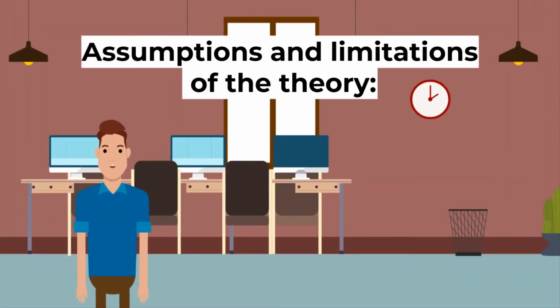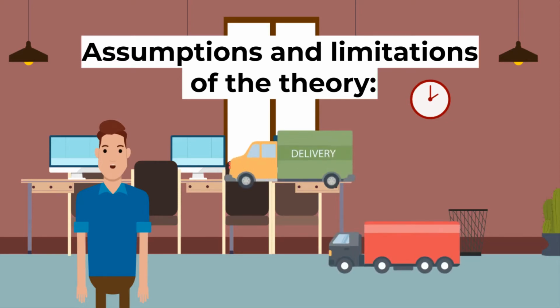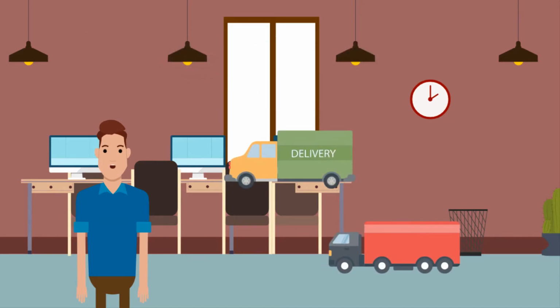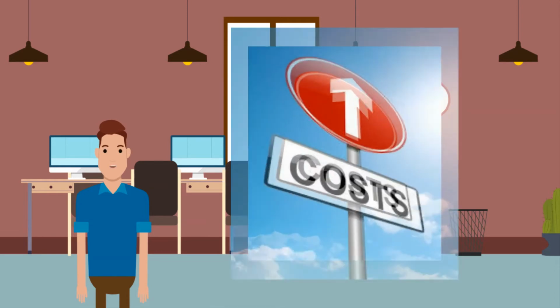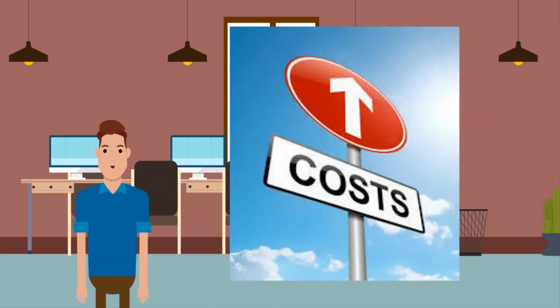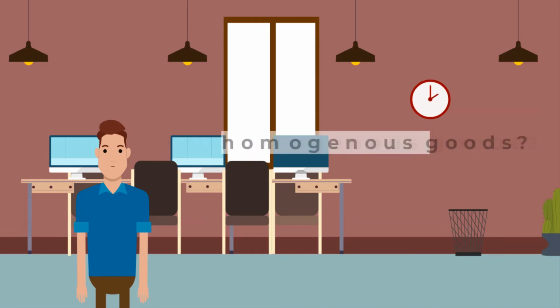So, what are the assumptions and limitations of the theory? Comparative advantage assumes there are no transport costs, and these could lower or prevent any comparative advantage. It also assumes costs are constants and that there are no economies of scale. Economies of scale help to increase the gains from specialization. In the model, goods are assumed to be homogeneous, which is unlikely to hold in real life.